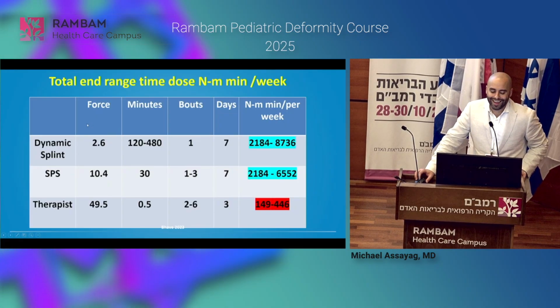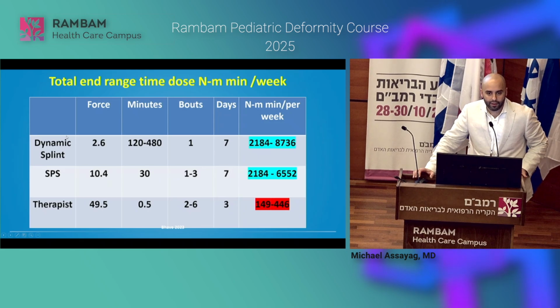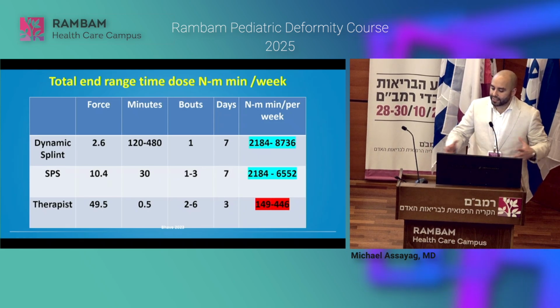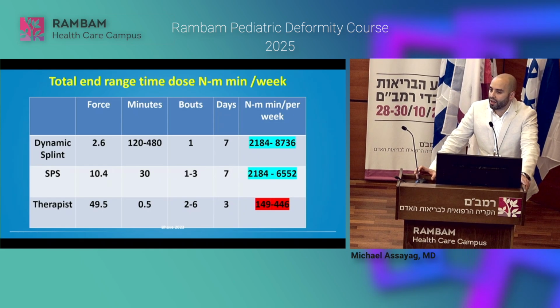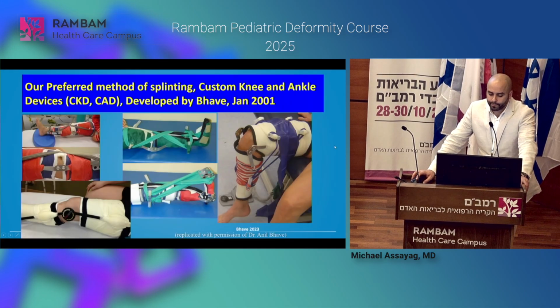However, when using dynamic splints, patients end up with a much lesser force for a prolonged amount of time. And throughout the whole week, throughout an extended amount of time, they end up having a lot more pressure, a lot more force exerted on their joint, and that's why dynamic bracing works so well.